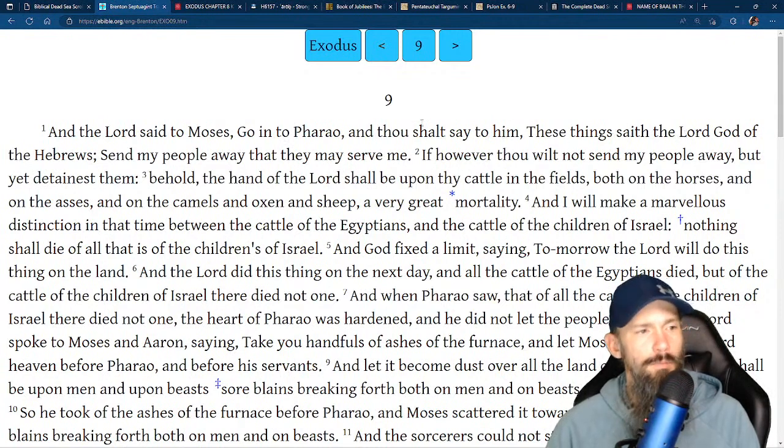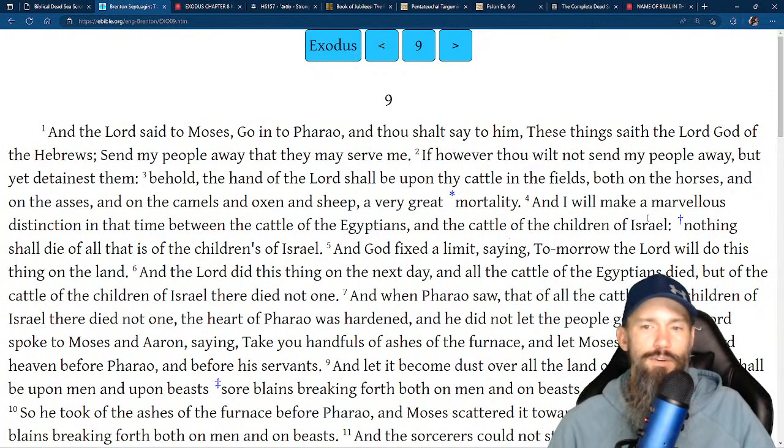saith Yahuwah, Elohim of the Hebrews, send my people away, that they may serve me. If, however, thou wilt not send my people away, but yet detainest them, behold, the hand of Yahuwah shall be upon thy cattle in the fields, both on the horses, and on the asses, and on the camels, and oxen, and sheep, very great mortality. And I will make a marvelous distinction in that time between the cattle of the Egyptians and the cattle of the children of Israel. Nothing shall die of all that is of the children of Israel.